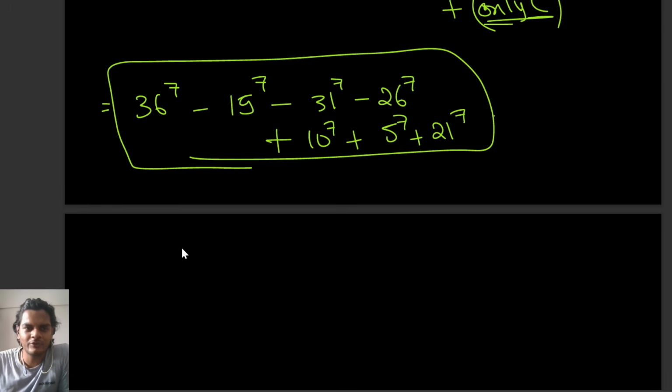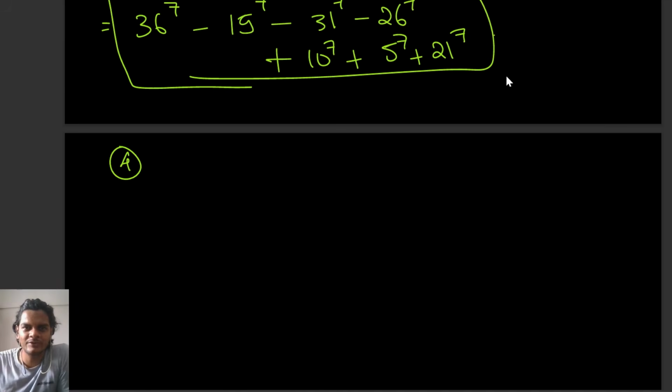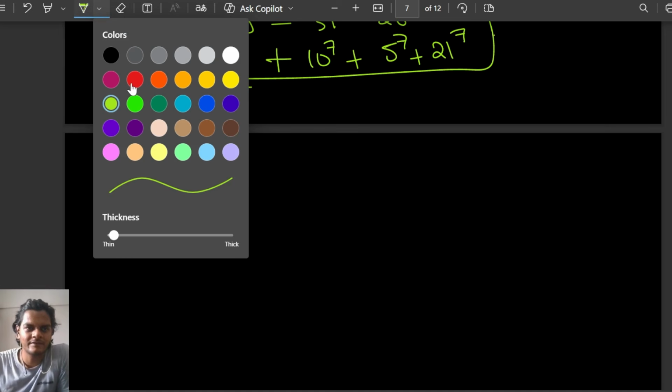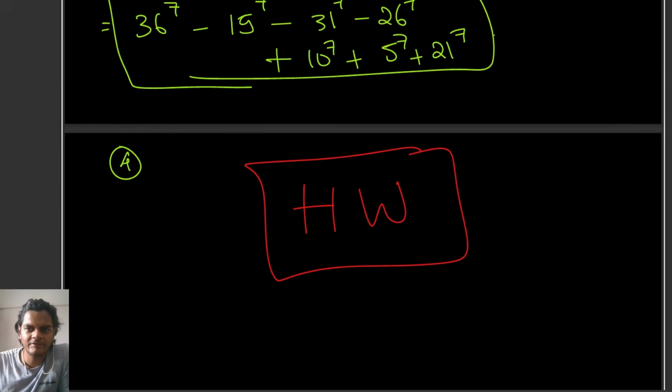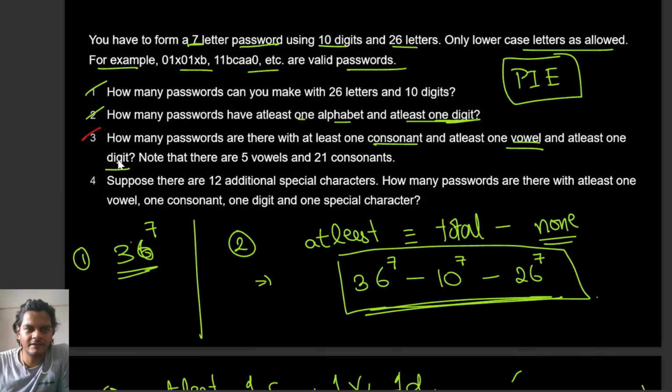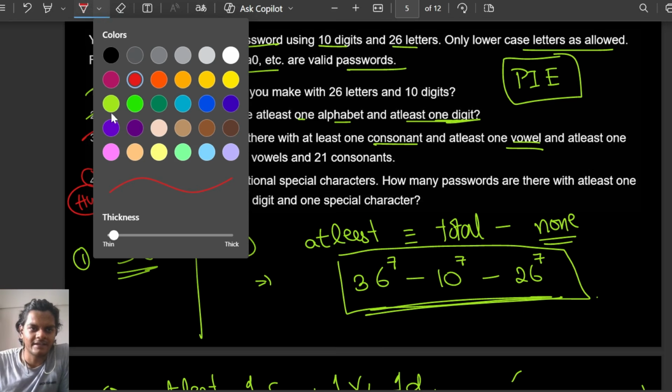Yeah. And the fourth one is also very similar. I'll actually leave it to you as homework. This one, right? Fourth one is a homework. We have done this. This is homework. 12 additional characters. Now we are having at least one, at least one, at least one in everything. So yeah, that's the thing. I think it should be easy to solve.